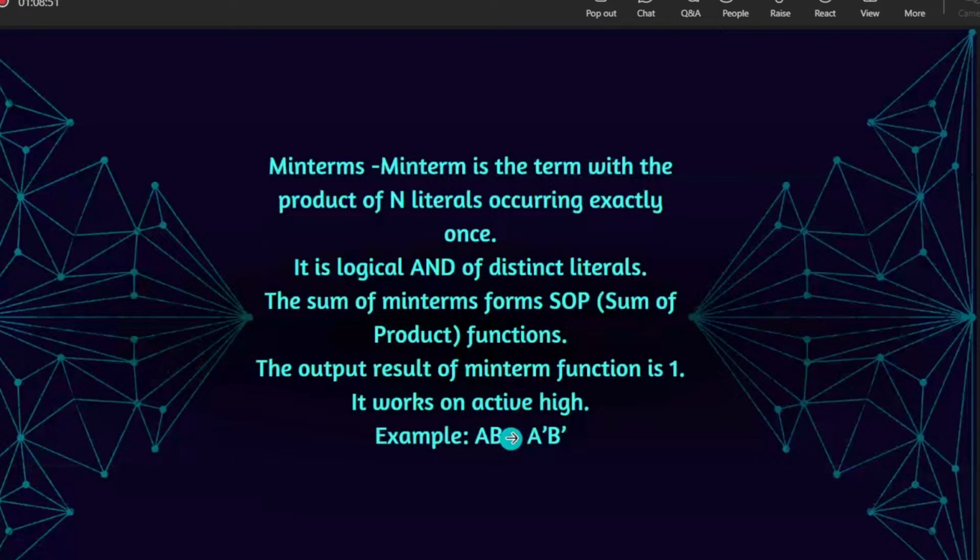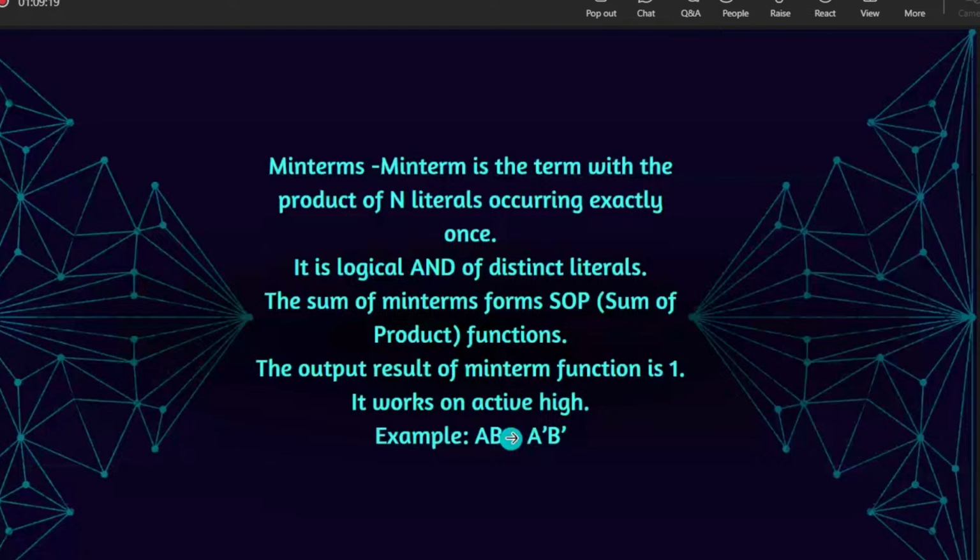Like, A can take x or x prime and B can take y or y prime. Now, again, what are the different combinations of A plus B, not AB, which are possible? Again, there are x plus y prime, x prime plus y prime, and x prime plus y. So these are basically called max terms. That is some kind of OR operation on variables.